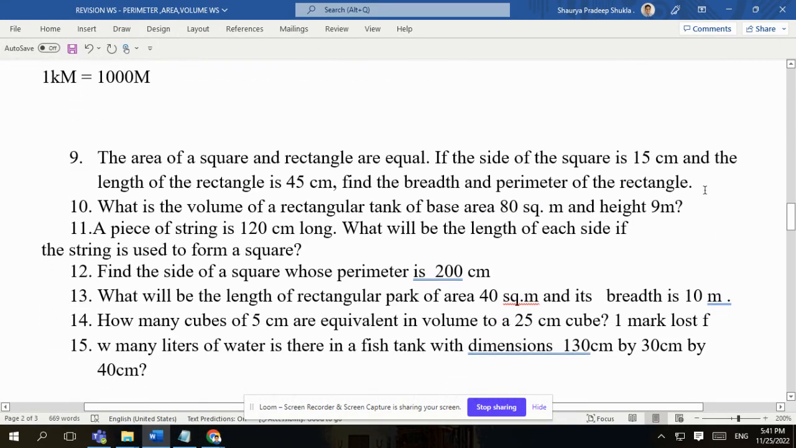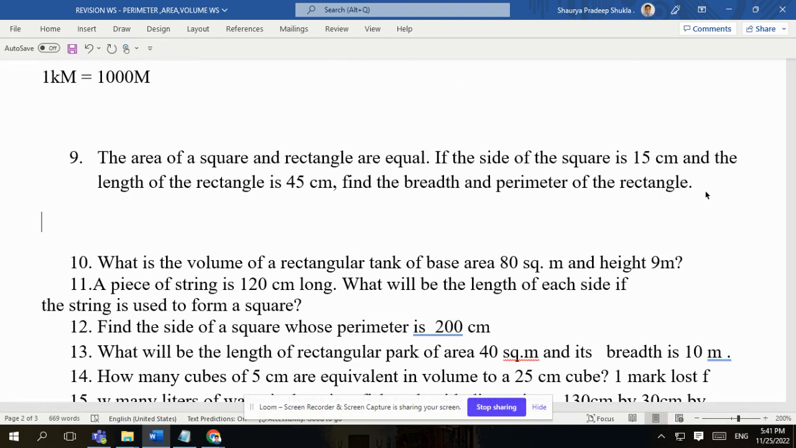All right. So here comes problem number 9. The area of a rectangle and square is equal. The side of a square is 15 centimeters and the length of the rectangle is 45 centimeters. Find the breadth and perimeter of the rectangle. See, in this question, they are asking so many things. You guys make mistakes. So first thing first, they are saying the area is the same.